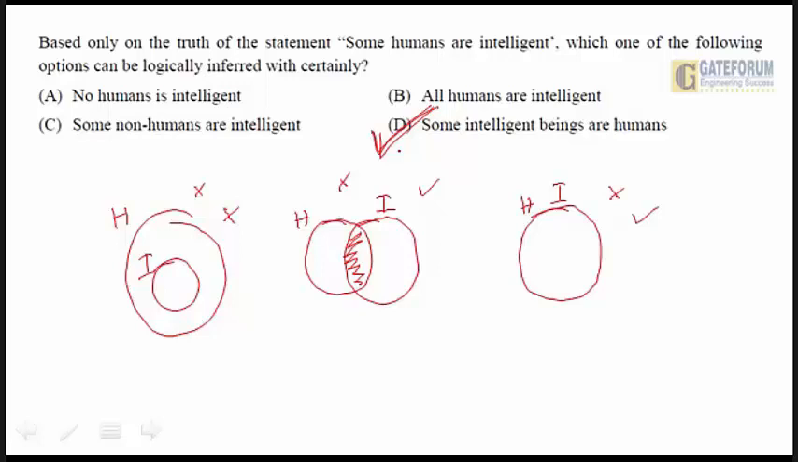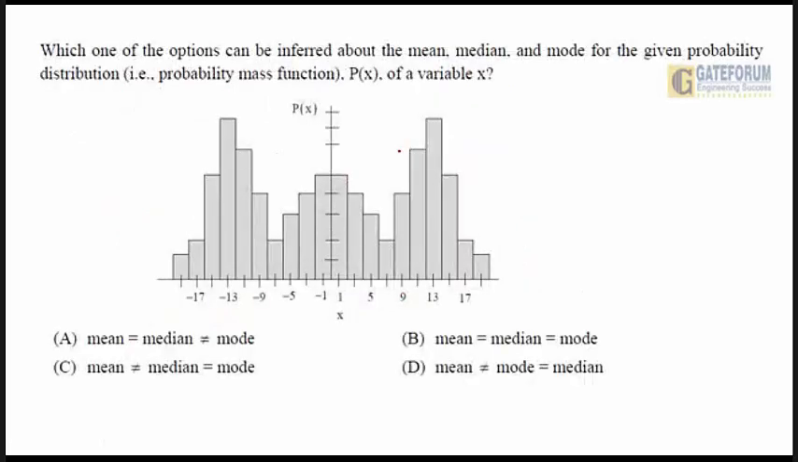Let's move on to the next. See, a histogram sort of data has been given. Which of the options can be inferred about the mean, median, and mode for the given probability distribution? So that's a probability distribution. That is probability mass function.